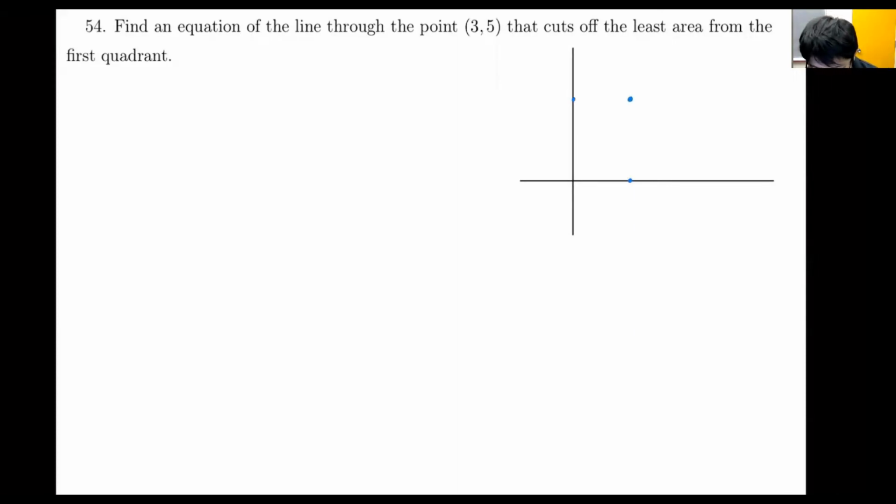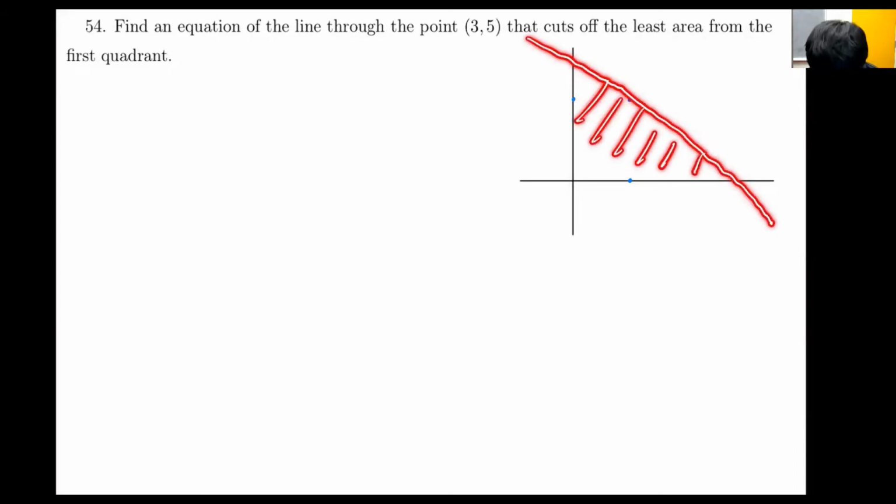Okay, let's say we have a line of negative slope passing through (3, 5). Then you can see that this line will cut out this much of the first quadrant. So we wish to minimize this area.